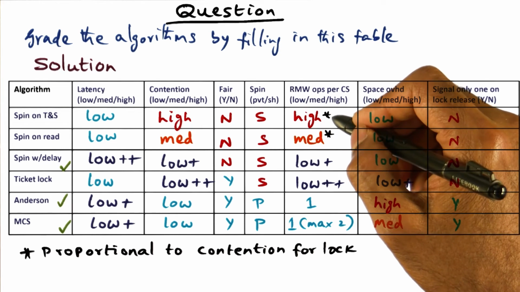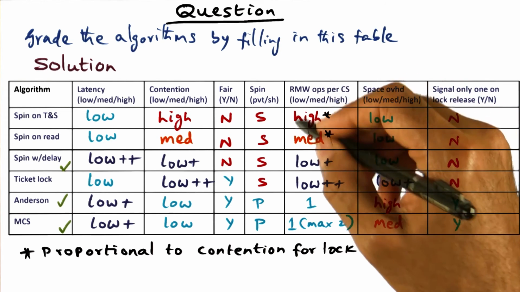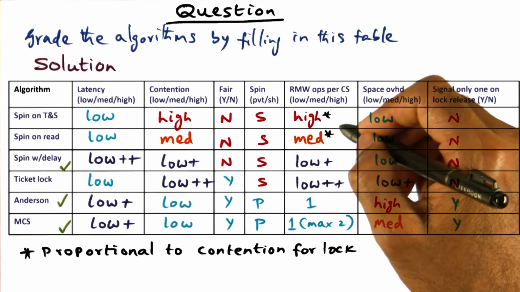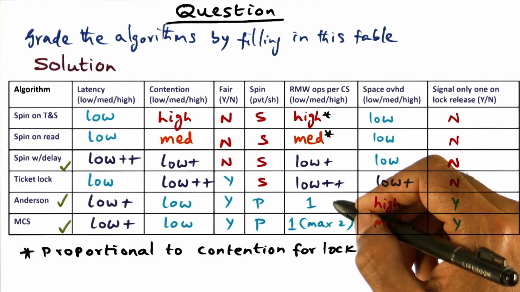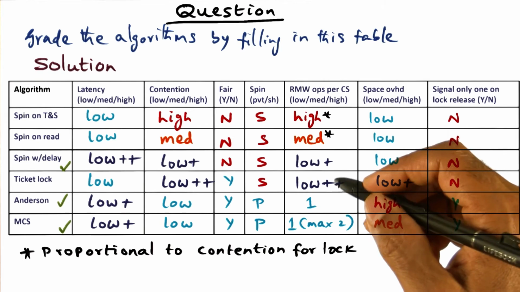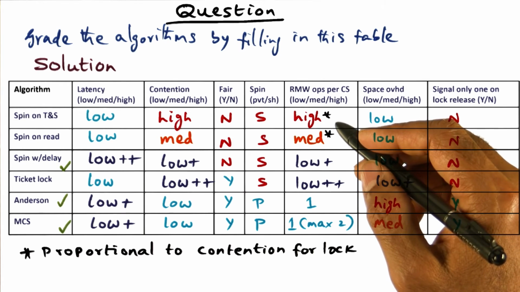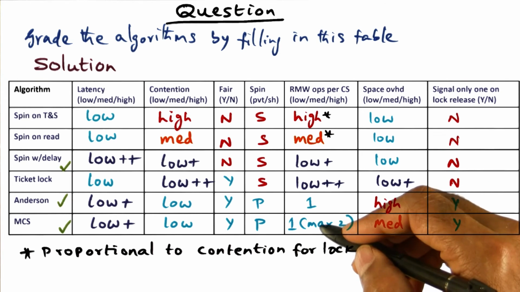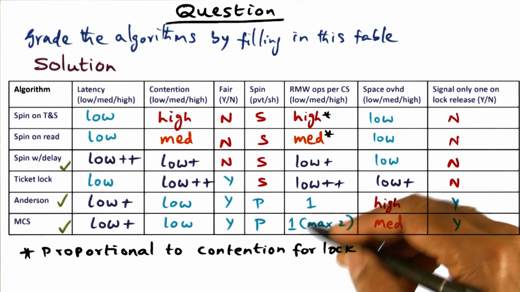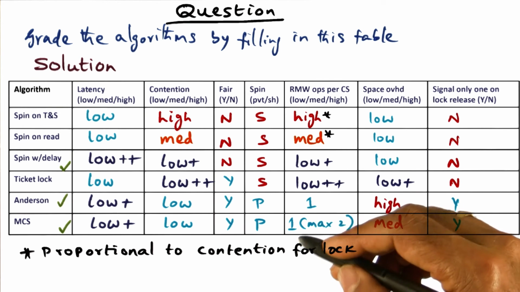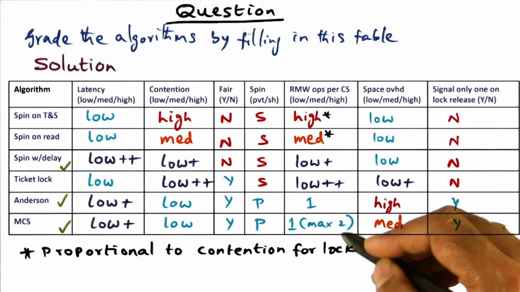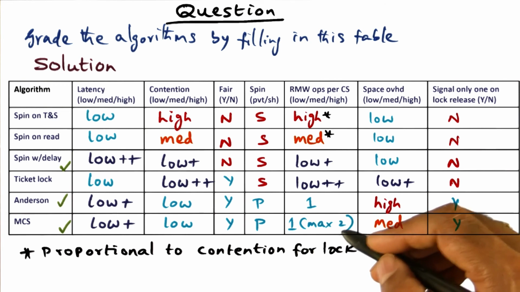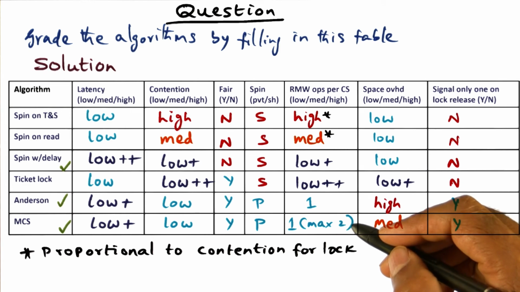And one of the things that I also want you to notice is that the number of read, modify, write operations that you need to do for the different lock algorithms really depends on the amount of contention that is there for the lock in the case of spin algorithms. In the case of Anderson's and MCS, the number of atomic operations is always 1, regardless of how much contention there is. And of course, in MCS, there is a corner case that you have to worry about during unlocking that might result in an extra read, modify, write operation.